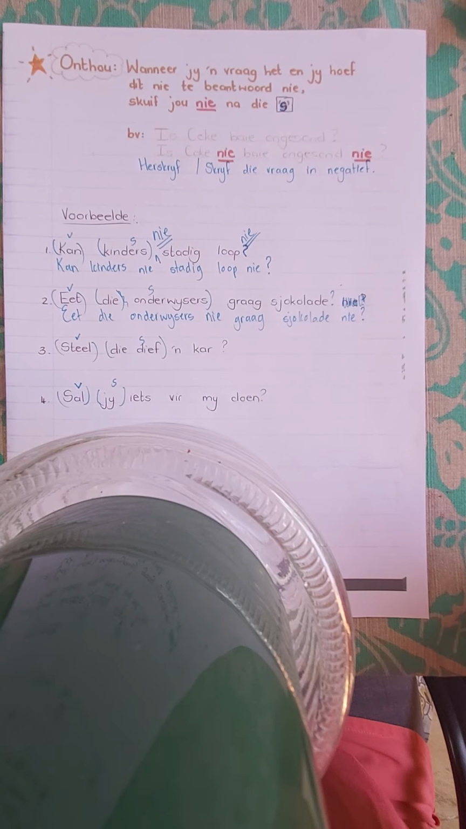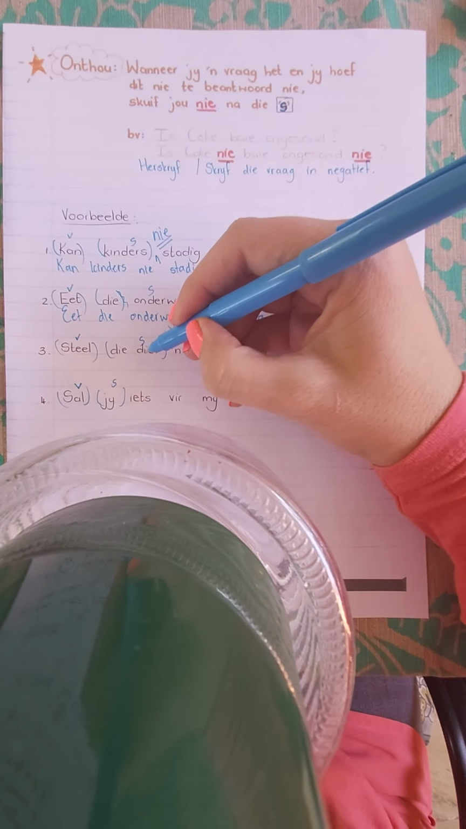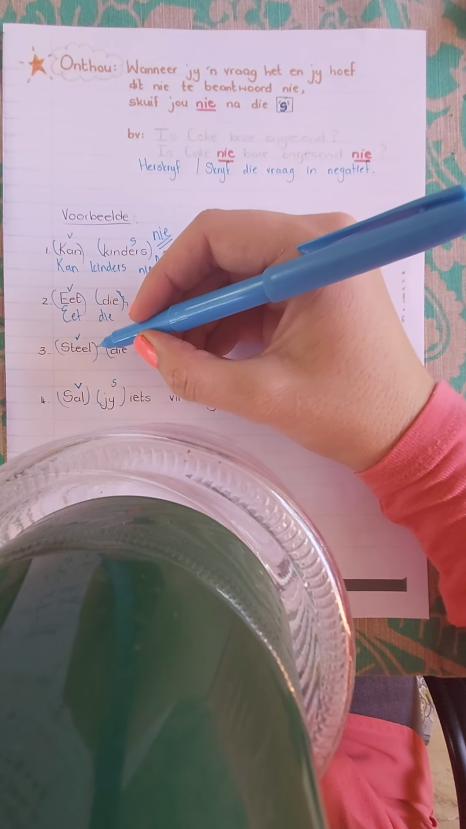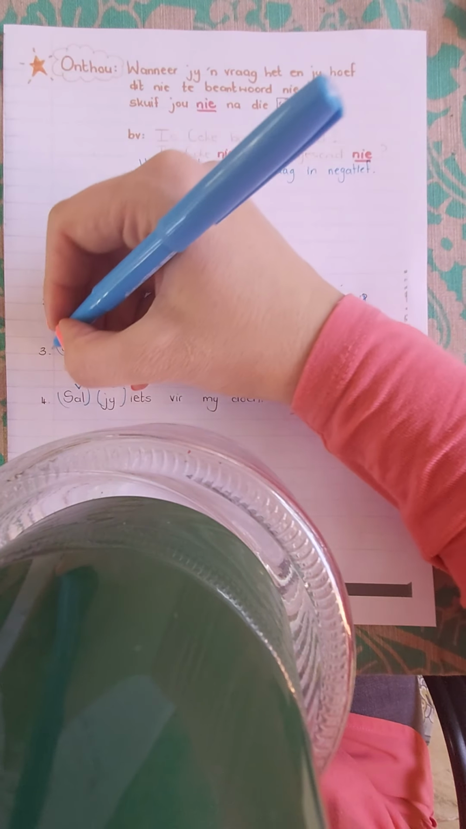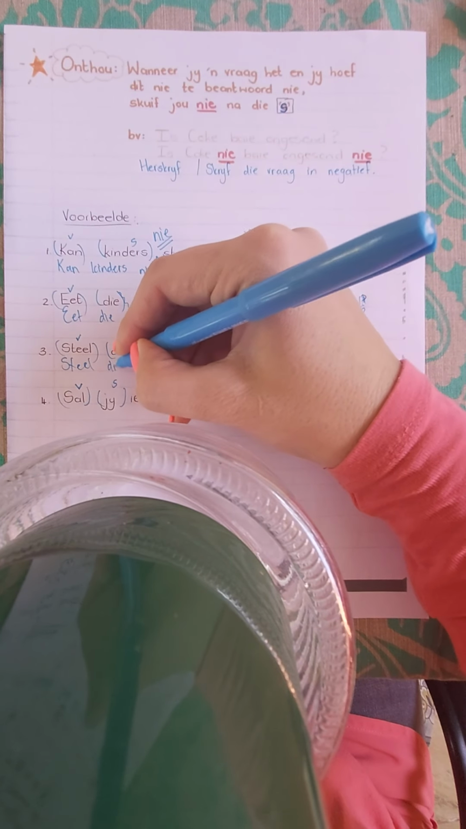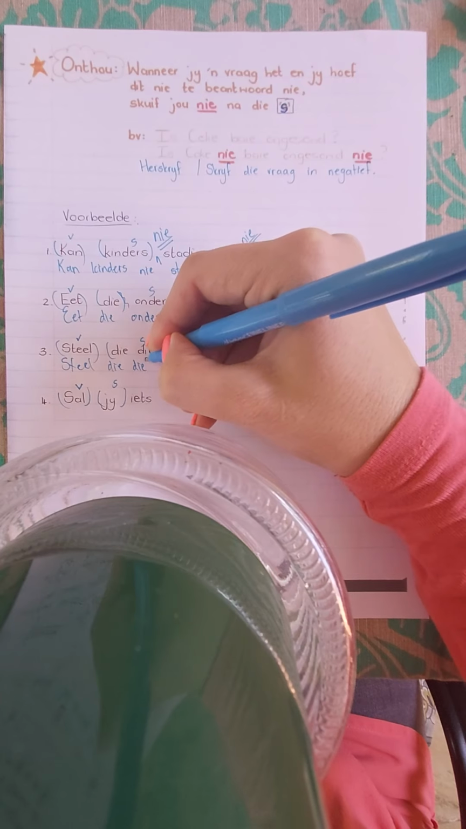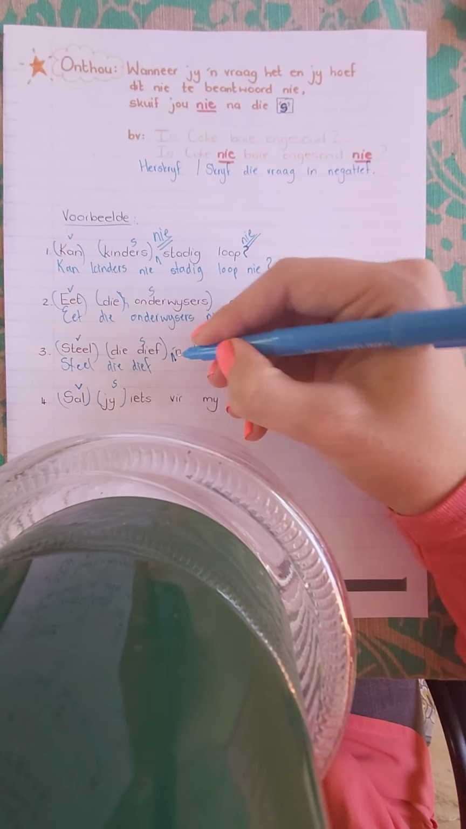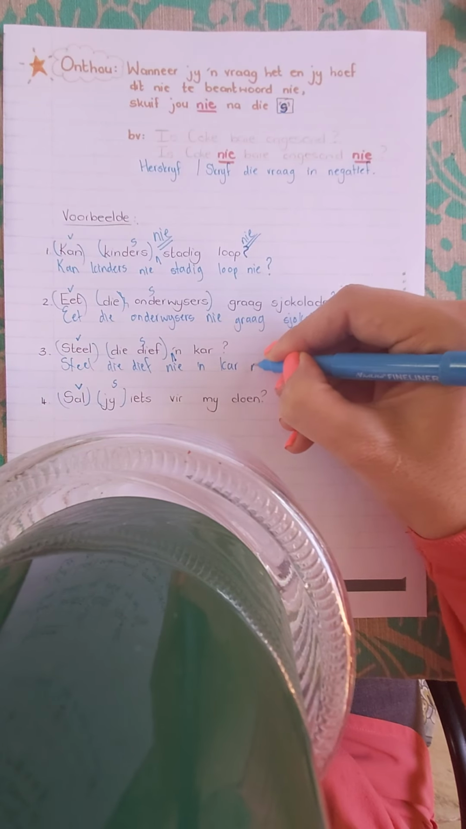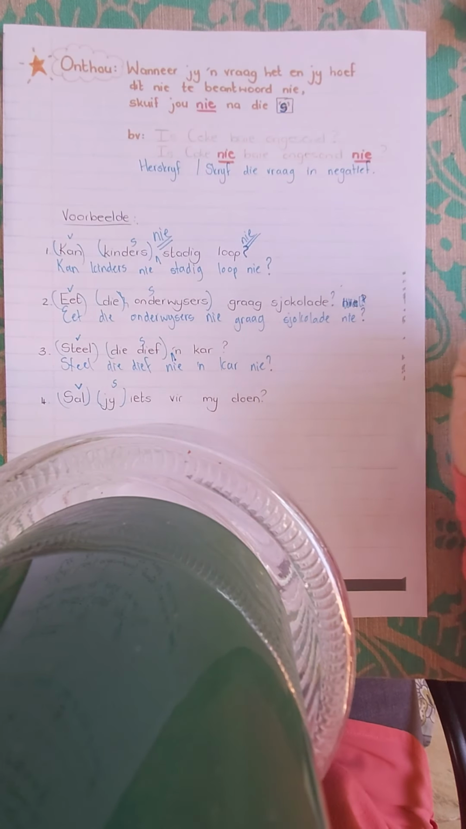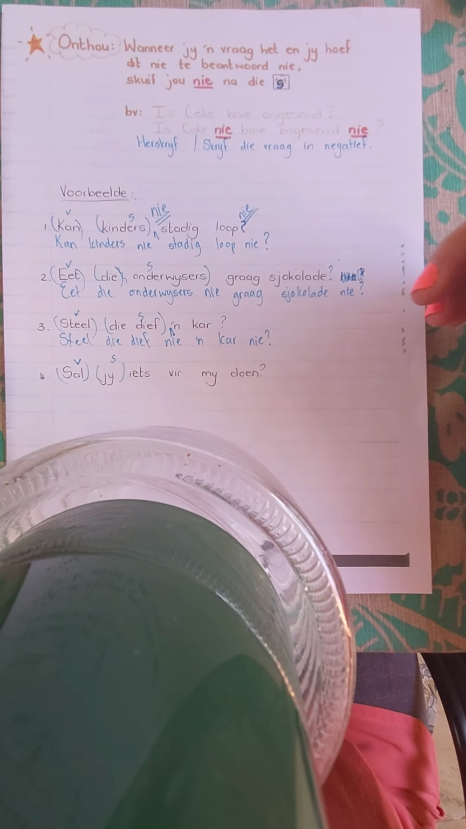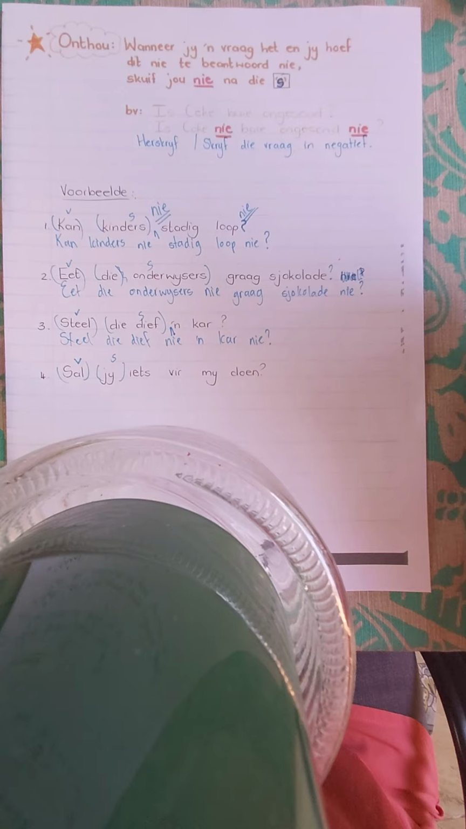Nummer 3, steel die dief die kar. A dief is a thief. Steal is to steal. So, steel die dief. The nie now goes after the subject. Nie, kar nie. Vraagteken, moenie die vraagteken vergeet nie. And then the last one says, sal jy iets vir my doen?